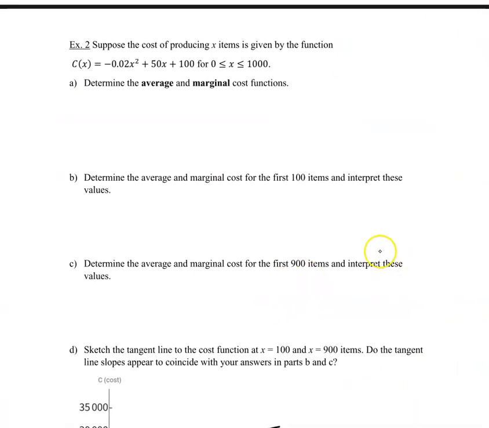We're going to look at a business application. It says, suppose that the cost of producing x items is given by this function from 0 to 1,000. So we're only producing up to 1,000 items. Determine the average and the marginal cost. So marginal cost is the per item cost. So the cost to add one additional item to our production.